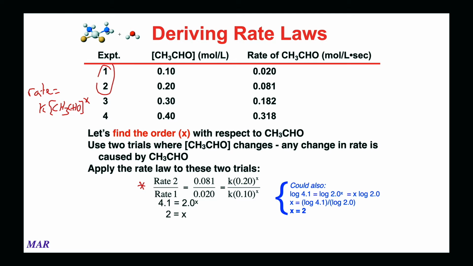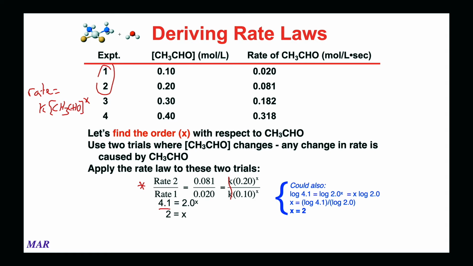Now, the K's will cancel out here, all right? K's cancel out. So you have 0.081 divided by 0.020, which is 4.1. I said it was about 4 earlier. 4.1 is even better. And then in the exponent world, 0.20 to the x divided by 0.10 to the x, you can combine that into one big fraction to the x.